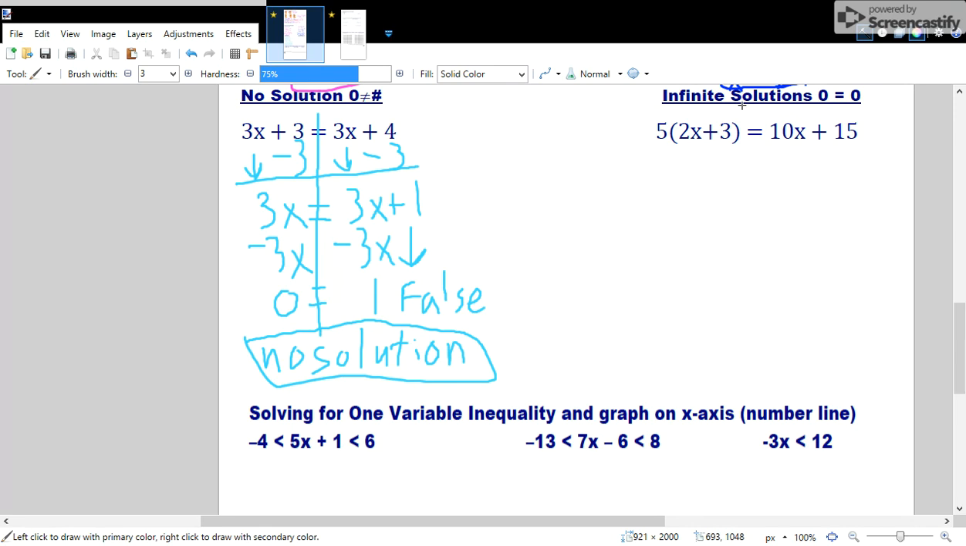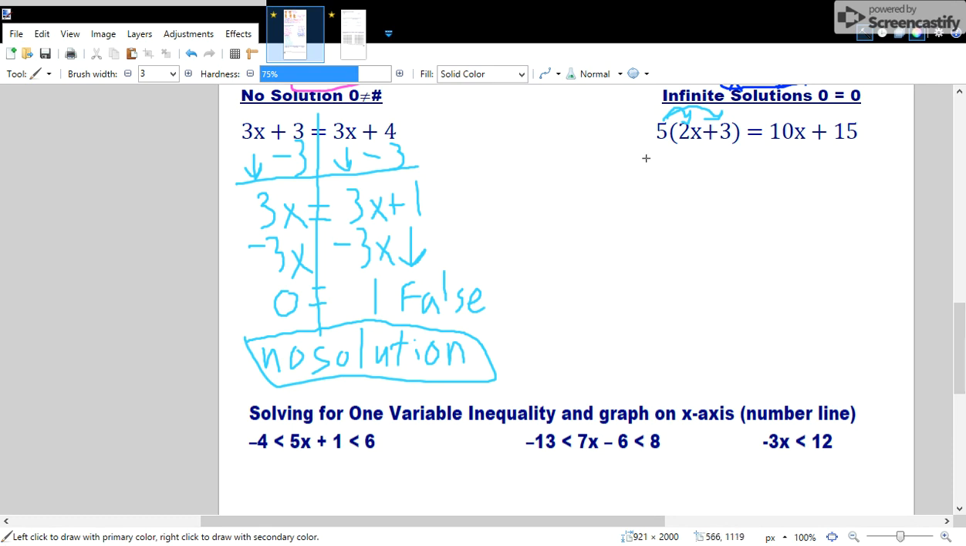Okay, for infinite solutions, you'll get everything to cancel out eventually. You'll get a true statement: 0 equals 0, x equals x, that sort of thing. So let's look at this one. 5 times the quantity 2x plus 3 equals 10x plus 15. Well, first we want to distribute the 5 into both terms.